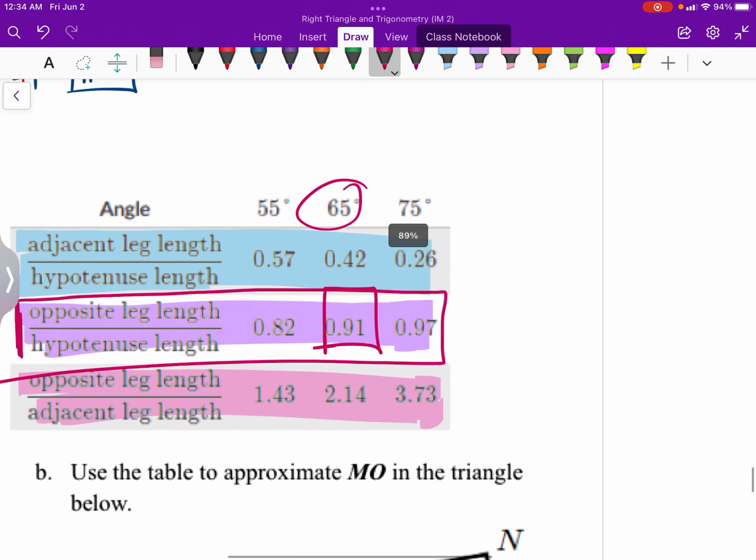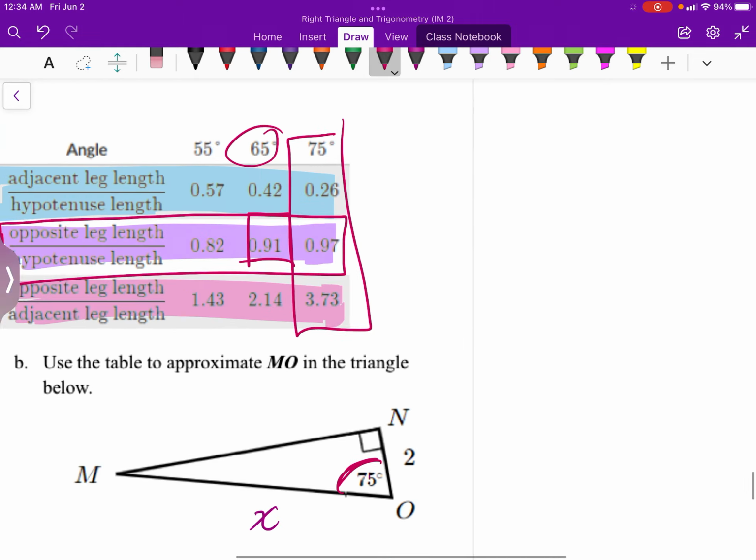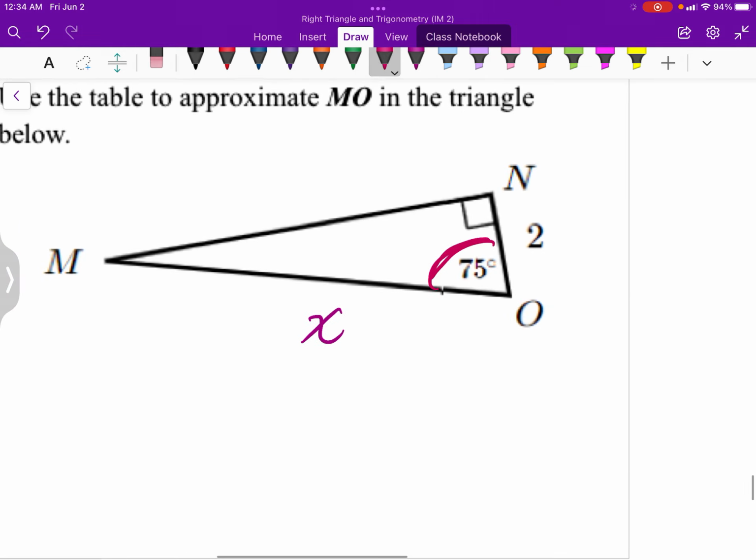So because it's 75 degrees in this case, we're going to be focused on this column here, all right? Now, because of the 75 degrees, we're not given the opposite side, but we know that that's going to be the opposite. So in this case, that makes the 2 our adjacent side. Same thing with the 90 degrees. 90 degrees is opposite to X. So therefore, this is the opposite.